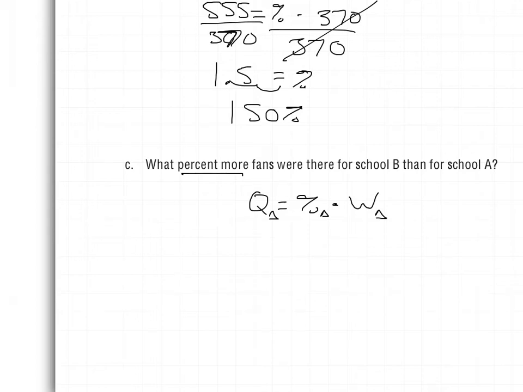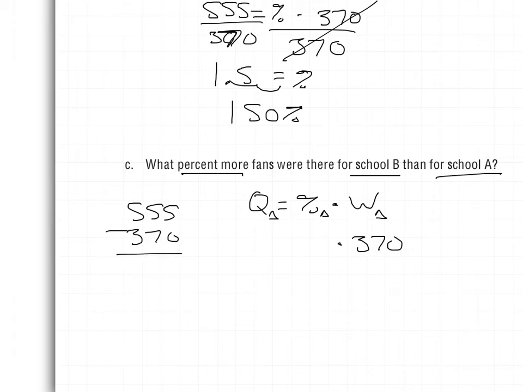All right, percent more fans for school B than for school A. So we're comparing school B to school A, so our whole is going to be school A. Our quantity of change is going to be the 555 minus the 370, the difference between the two, which when I calculate that, I'm going to get 185.